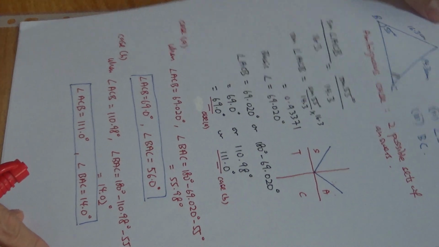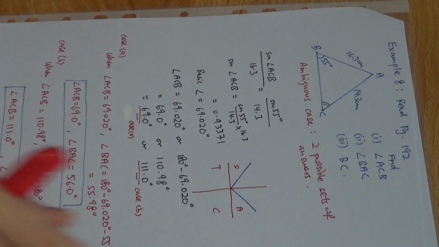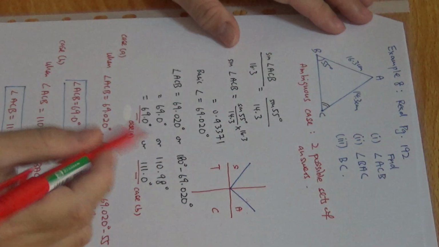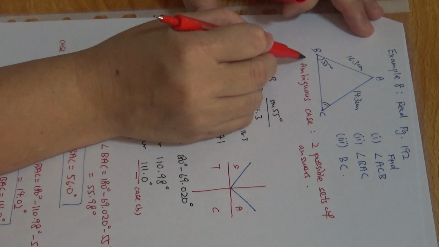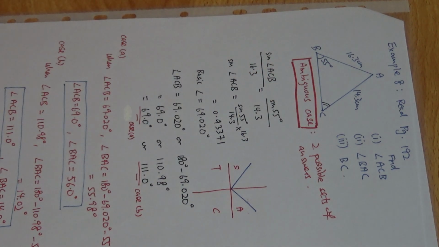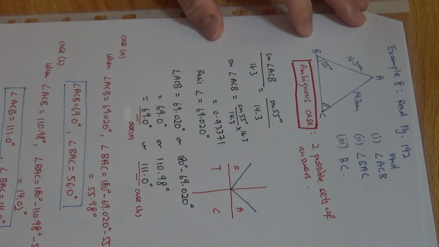Now example 8 is a tedious question because it talks about something very unique to the sine rule, called the ambiguous case. What do we mean by ambiguous case? Ambiguous case means that there are two possible sets of answers. I'm going to show you why there are two possible sets of answers.